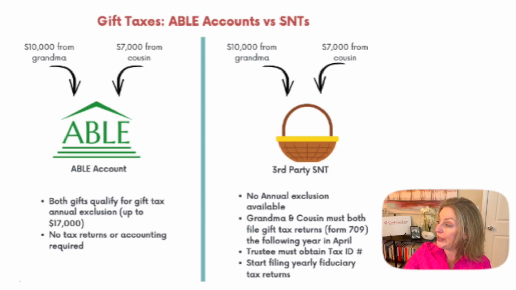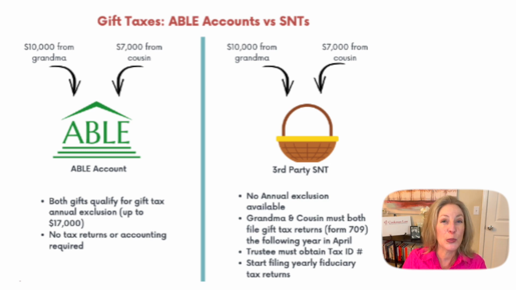So I promised to talk about gifts to special needs trusts. Let's talk about that. So with a third-party special needs trust, if you make a gift to the special needs trust, it is not considered what we call a completed gift. A completed gift is where I make a gift to you, you take it and you say thank you, and you can go spend it. Because a third-party special needs trust cannot be managed by the beneficiary, it's not considered a completed gift when you make a gift to it.